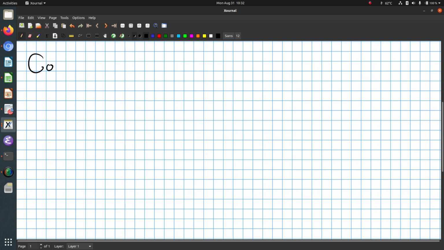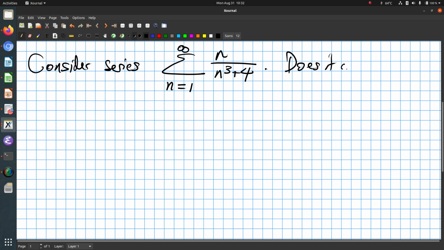So let's consider the series. Here's a series, and I want to know, does this converge or not? Well, if you look for large values of n, this looks like n over n cubed, or 1 over n squared. You could use the integral test to find out that 1 over n squared, that series, converges. So let's see if that tells us anything here.